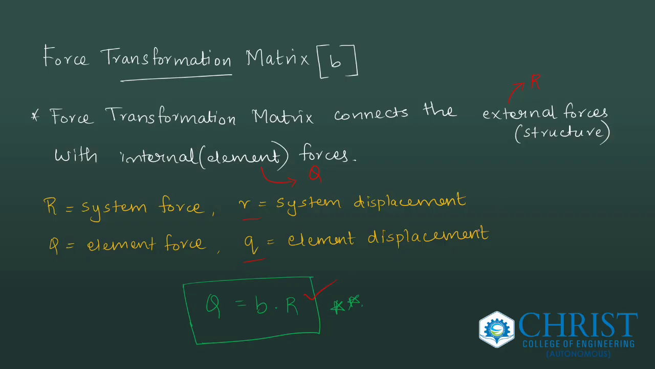Similarly, a quick recap of the fourth module, stiffness matrix method, in which we studied the displacement transformation matrix. There we discussed small letter q is equal to a dot small letter r, connecting element displacement with system displacement, where a is called the displacement transformation matrix.